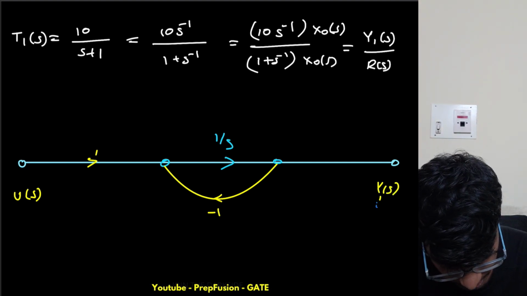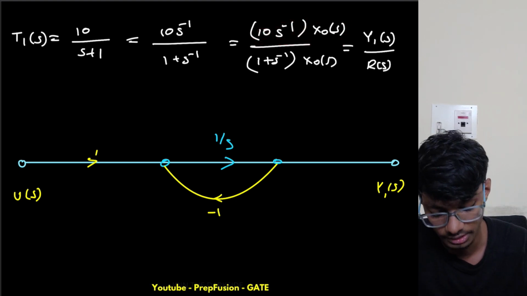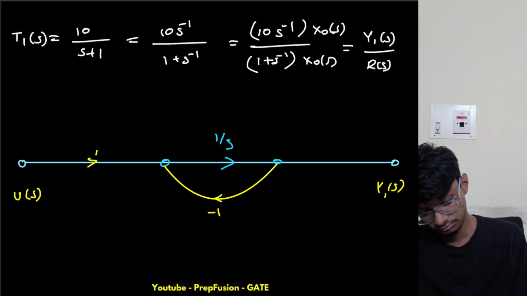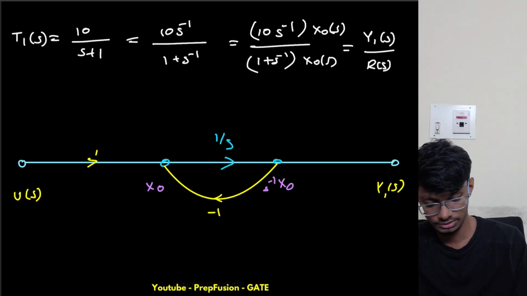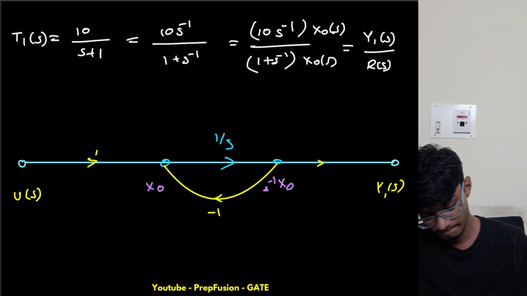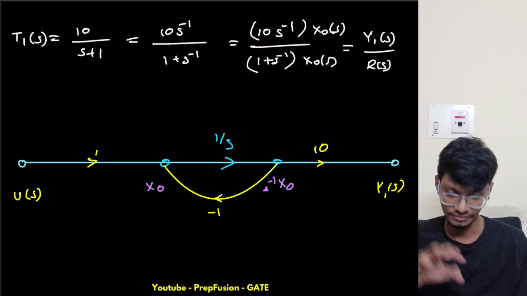And Y1 of s is what? It is 10 times s inverse, or 10 times x naught of s inverse. This is s inverse x naught, and this is x naught. The gain is 10 because we are multiplying by 10. Okay, so we solved the first state diagram.